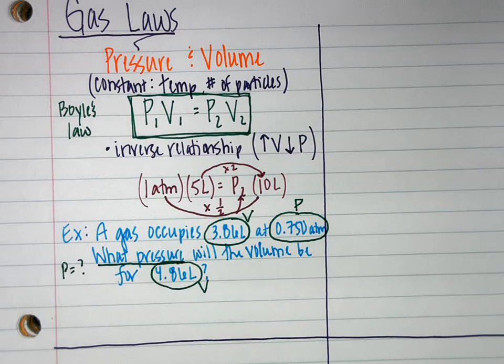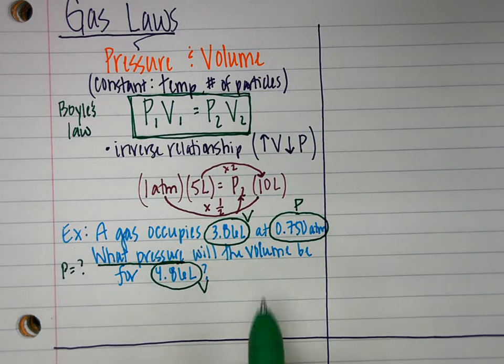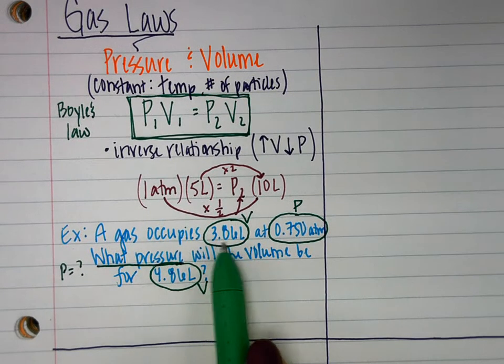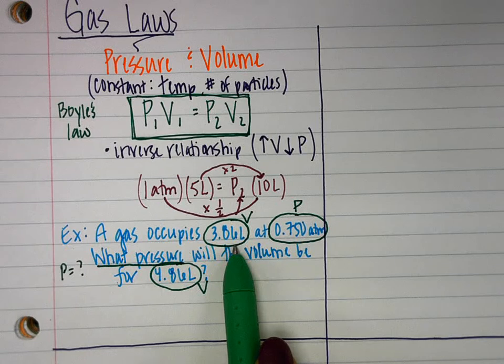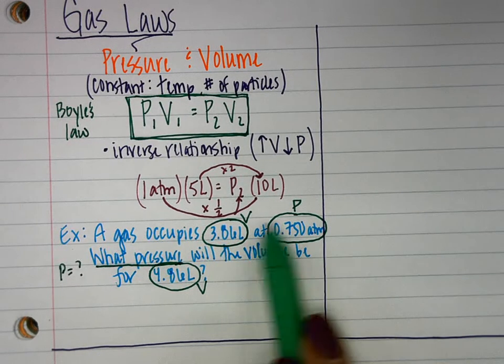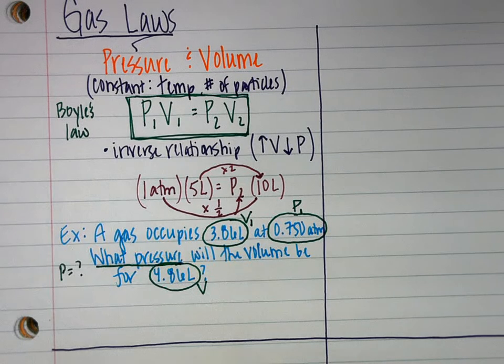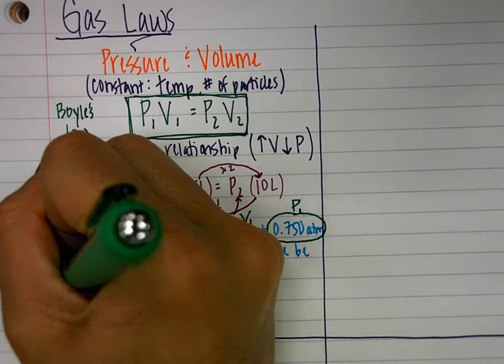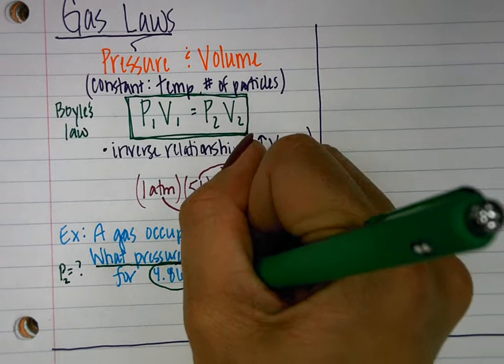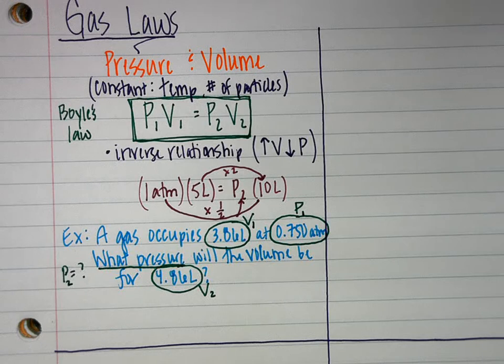Okay, now it doesn't matter if you label them 1 or 2, as long as they're paired up correctly. So this gas occupies 3.86 liters at that pressure, so they need to go together. So I'm going to say that's V1 and that's P1, right? Which would make this one, we want to figure out the pressure P2 if the volume is changed to 4.86 liters. So then we can plug it in.